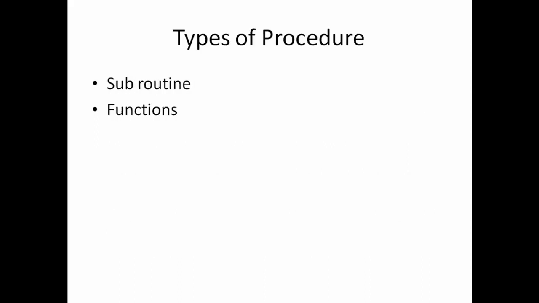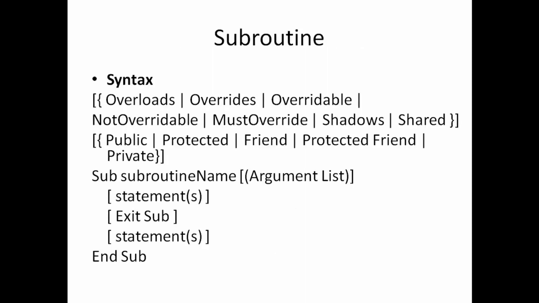So they can be called whenever they are needed. There are two types of procedure in VB.NET, subroutines and functions. First of all, let's see the syntax of a subroutine. These are the keywords that can be used with a subroutine as well as with a function: Overloads, Overrides, Overridable, NotOverridable, MustOverride, Shadows, Shared. These keywords have some meaning, which I will explain later.